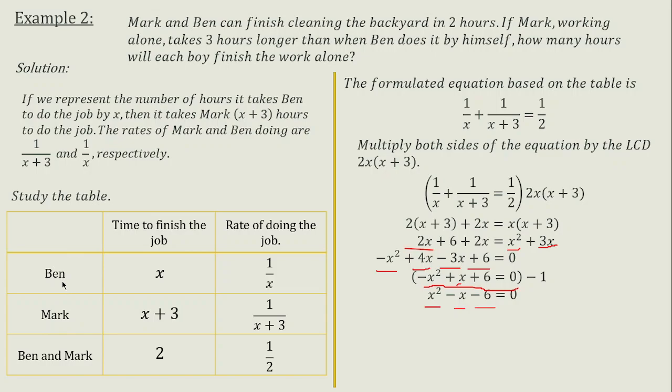After that, hindi pa tayo tapos class. Let's factor out the left side. So, the factor of x squared minus x minus 6 is x minus 3 times x plus 2. After natin siya ma-factor out, let's solve separately the two linear equations. So, it will become x minus 3 is equal to 0, and the other one is x plus 2 is equal to 0.